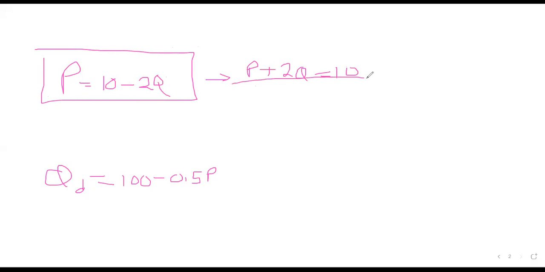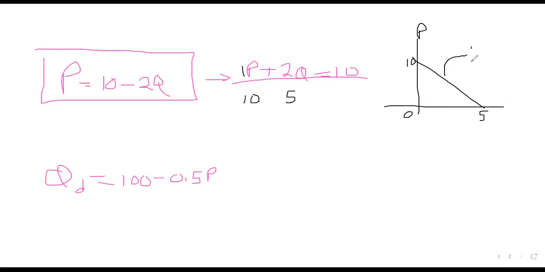You identify the intercepts, which are the numbers preceding the letters. If there's no number, we put an invisible 1. So 1 into 10, we'll get a 10. 2 into 10, we'll get a 5. So it will cut the P at 10 and the Q at 5. So this is our demand function, which is downsloping. Somebody to help us illustrate this one.